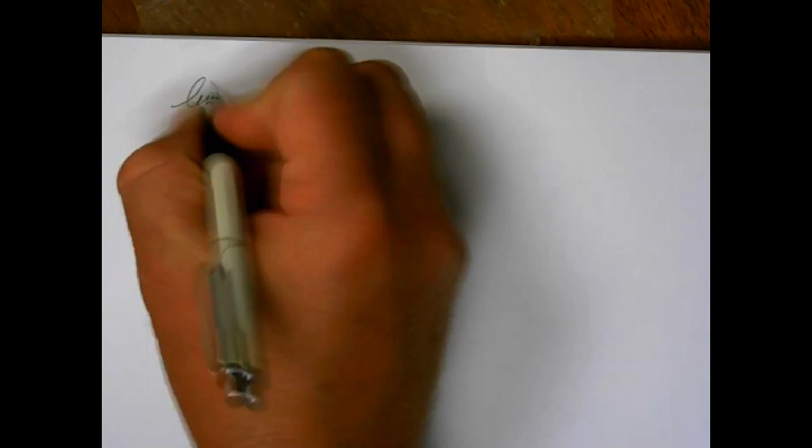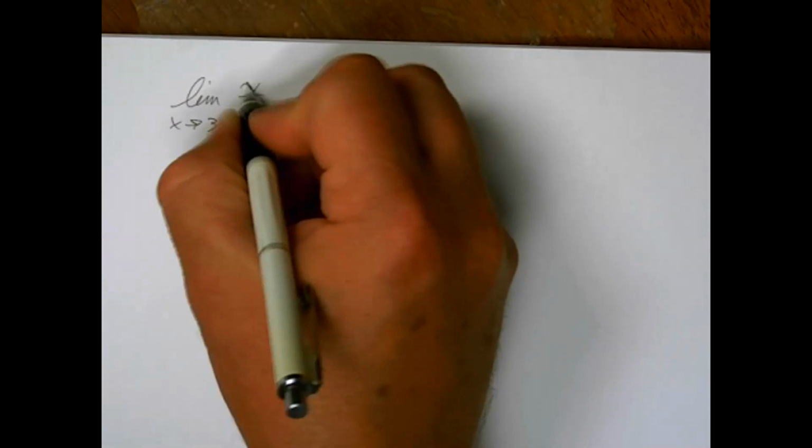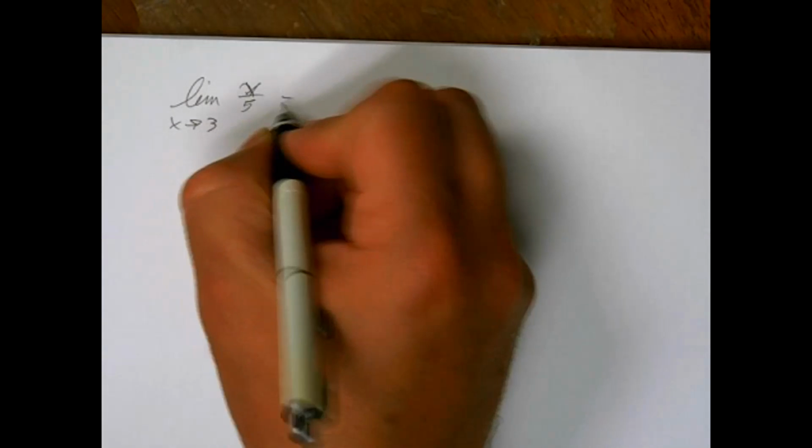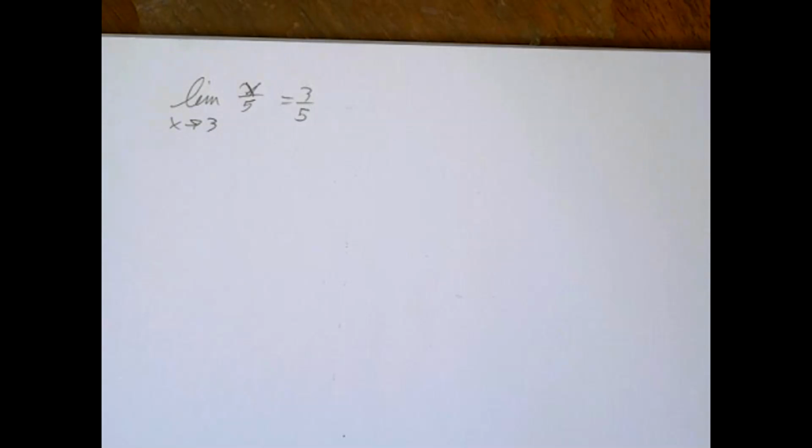So what this brings us to is something called the delta epsilon proof. A delta epsilon proof proves that the limit is what they say it is. And here's basically what a delta epsilon proof is going to look like. Let's say that it is claimed that the limit as x approaches 3 of x fifths, or x over 5, is equal to 3/5.